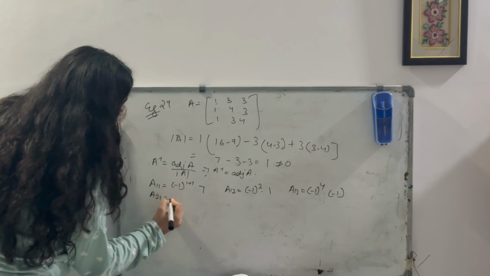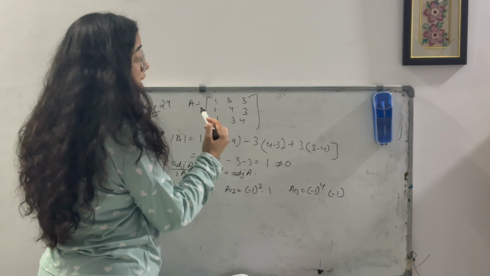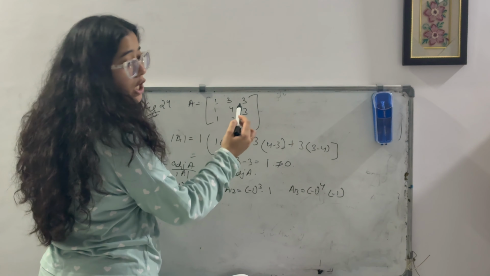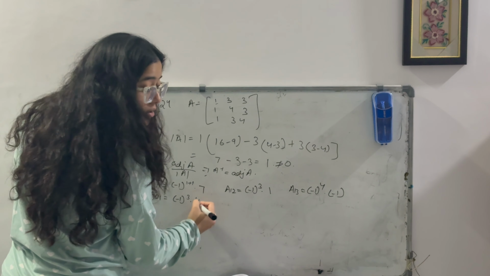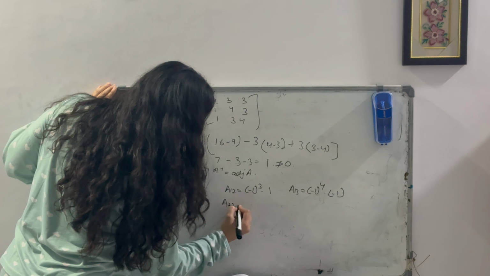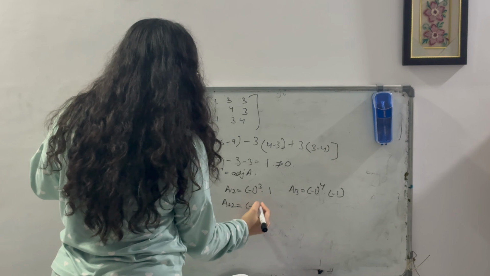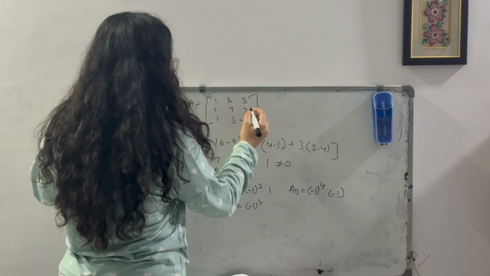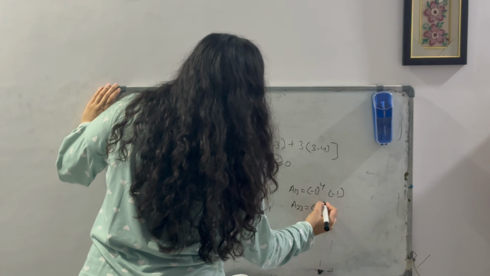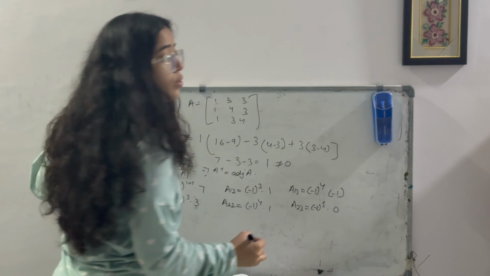Then A21 would look like minus 1 to the power 3 into what? Second row gone and first column gone. So this gone and this gone. 4 into 3, that is 12 minus 9, which is 3. And then what is A22? That is minus 1 to the power 4 into 4 minus 3, which is 1. And then what is A23? Minus 1 to the power 5 into 3 minus 3, that is 0. Yes.